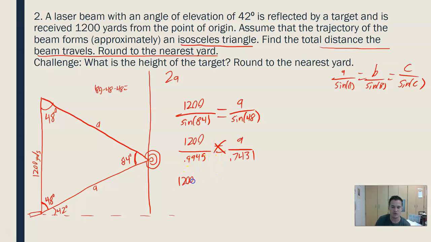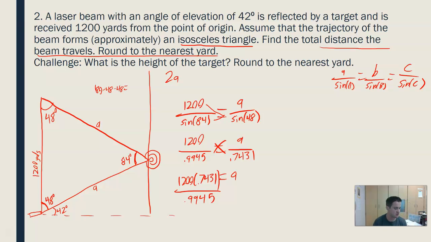So 1,200 times 0.7431 is equal to A times 0.9945. Then I need to divide by 0.9945 in order to solve for A. So notice here, in order to solve for A, I took 1,200 times sine of 48 divided by the sine of 84. 1,200 times 0.7431 divided by 0.9945. Let's do that.